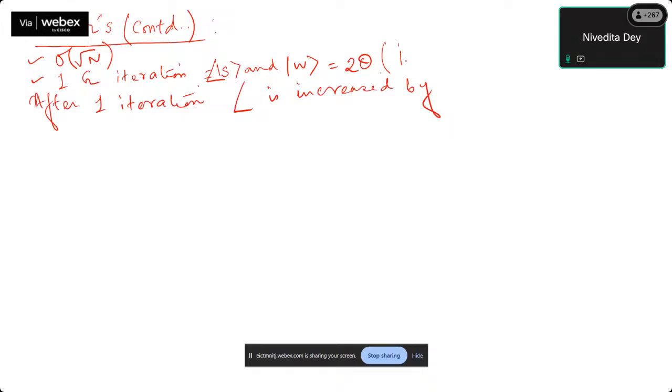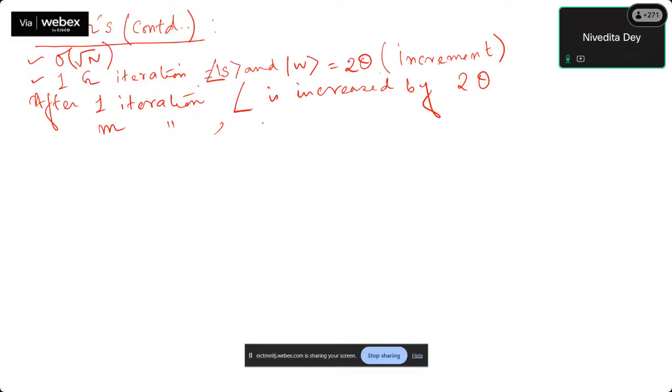This is the increment part, okay? Not the exact angle, but the increment part. And what we want is to reduce it through several iterations. So this is the gap, right? The angle is increased by 2 theta. And how many iterations do we need? Say m iterations. That was our assumption, and we have seen m is nothing but an order of root n.